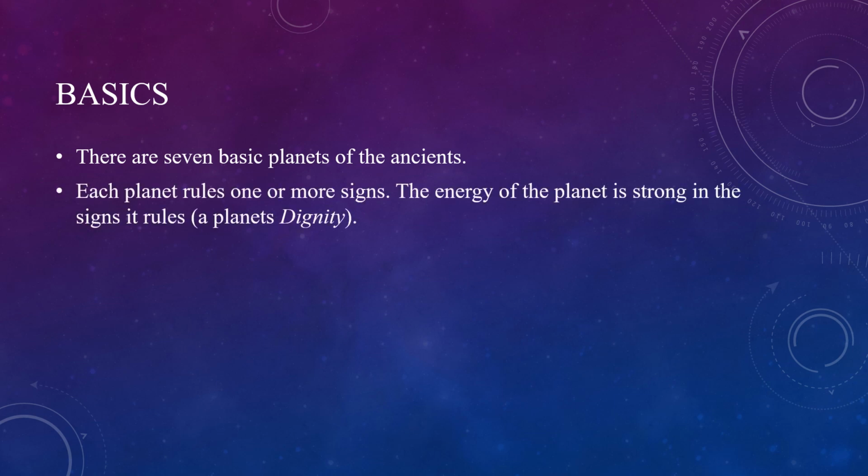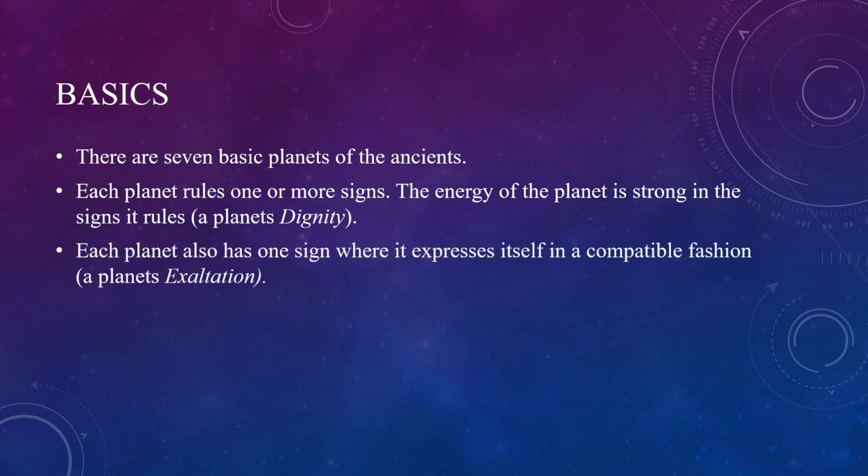Each planet rules one or more signs. The energy of the planet is strong in the sign that it rules, and we call this the dignity. Each planet also has one sign where it expresses itself in a compatible fashion, and we call this the exaltation. This means that the energy of the sign and the energy of the planet are compatible and increase or intensify each other.